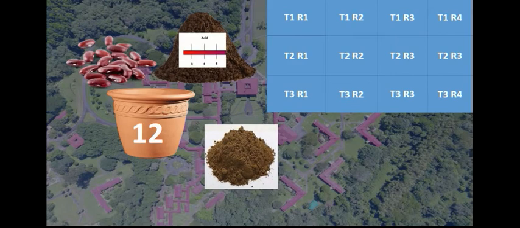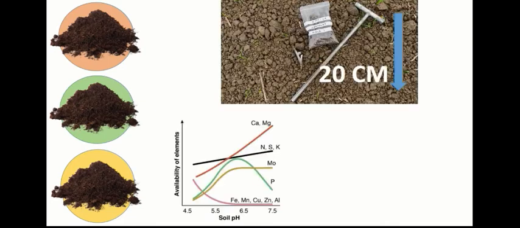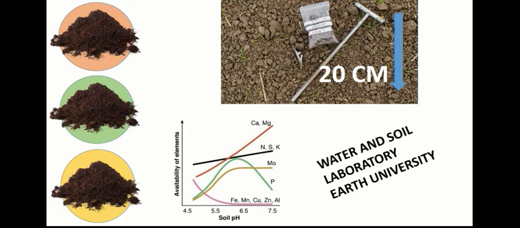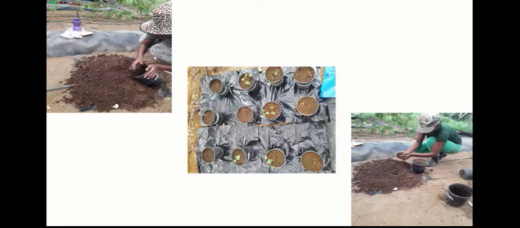Soil samples were taken from 3 different areas using an auger to a depth of 20 centimeters. This was done firstly to obtain the initial soil pH and the nutrient availability in each soil. The analysis was done at the Water and Soils Laboratory at EARTH University. The soils were then placed in pots from the 3 different areas. A total of 12 pots were evaluated, with the 3 treatments having 4 repetitions each.